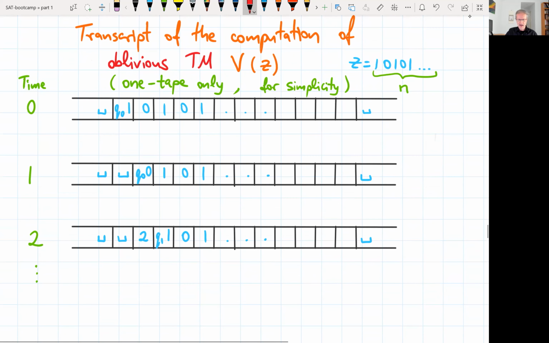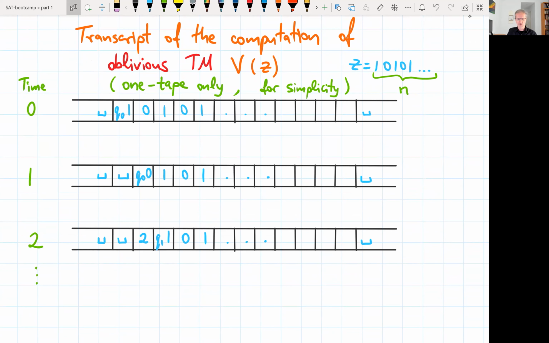Well, let's go back and look at the transcript of the computation of an Oblivious Turing machine. And for simplicity of presentation, I'm only focusing on the case of one tape Oblivious Turing machine, which honestly doesn't exist. You need to have two tape Turing machine for that, as I'll mention in a moment. But it will just complicate my drawing. So let me just stick with the not completely truthful representation of a one-tape Oblivious Turing machine for this presentation.